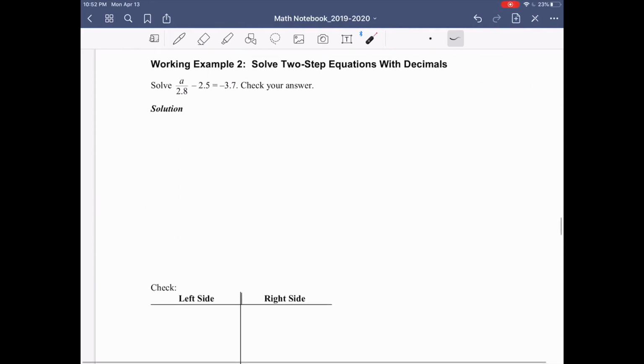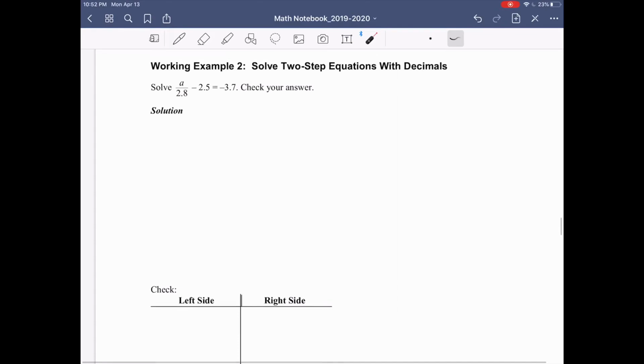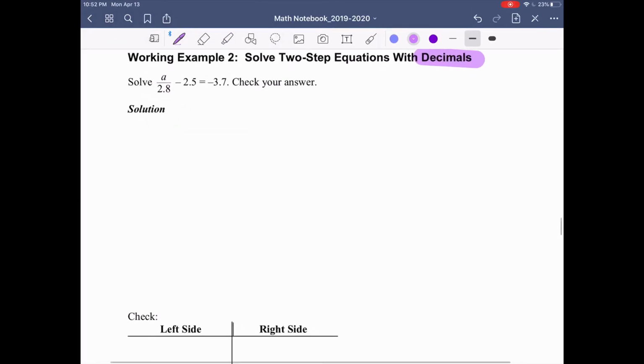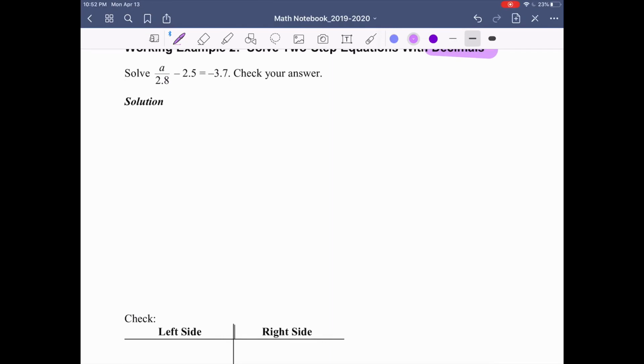Okay, working example number 2 says solving two-step equations with decimals. So this time we're moving away from fractions, we're dealing with just decimals. So the first one says to solve this equation and then check your answer. Whenever it says to check, that means we're going to have to do a left side equals right side sort of thing. So here you can't use the common denominator method. What you are going to have to use is SAMDEV.